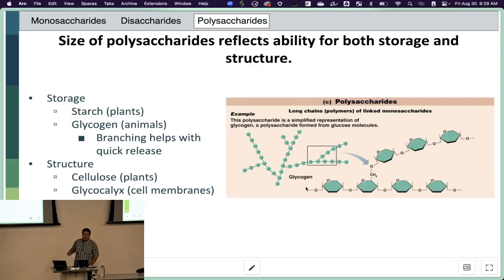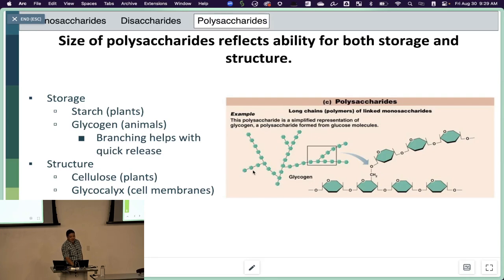Next, we're going to get to polysaccharides. And again, poly just means many. So many simple sugars put together. And this is going to be my first example of one of my favorite structure-function relationships. And that has to do with this structure right here, which we'll just call glycogen.